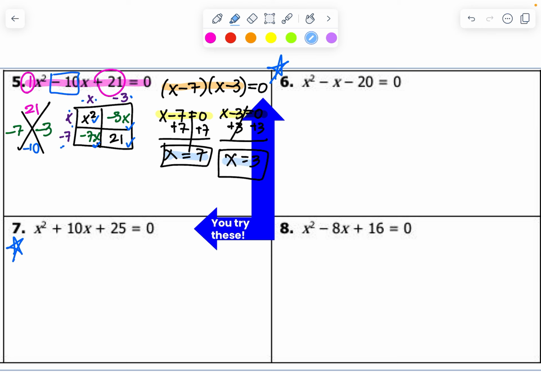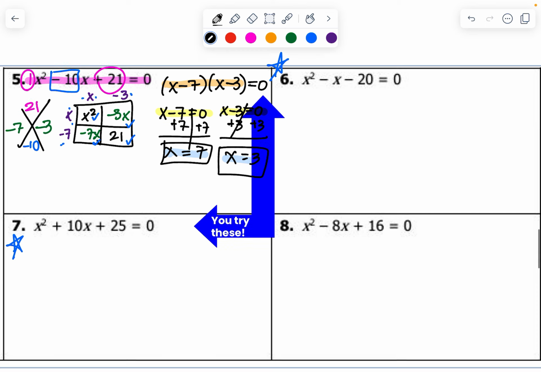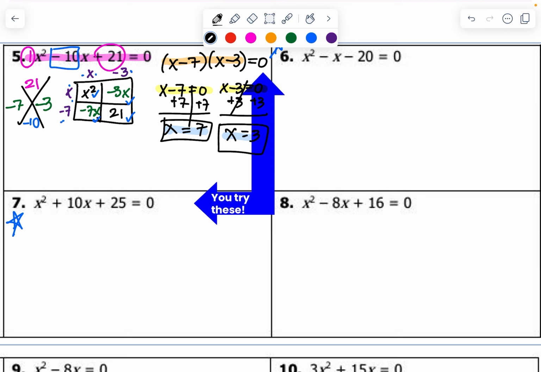Number 8, I'm going to do as well. I'm going to do 5 and 8. You have to do 6 and 7 on your own. X squared plus 8x plus 16. Do they have any GCFs in common? They could have almost had 8, but x squared, that's just 1x squared. So no, A is positive. We're ready to move into our X box.